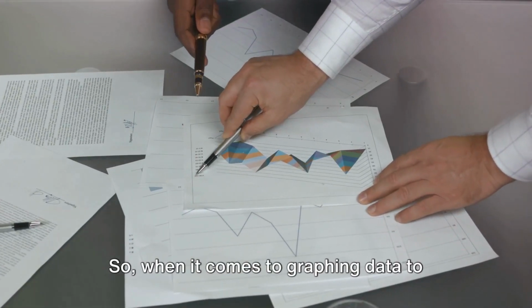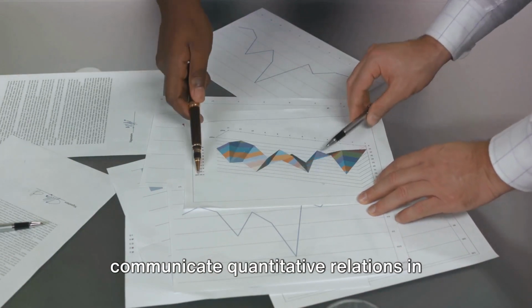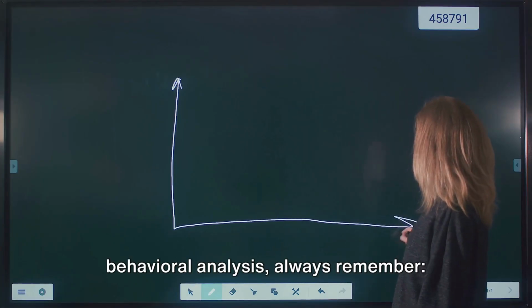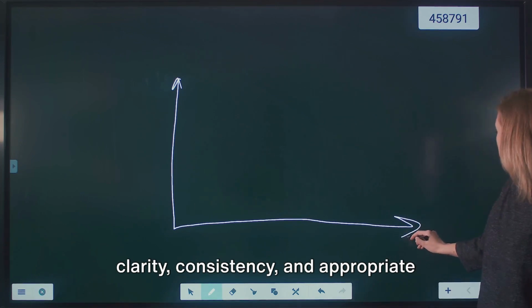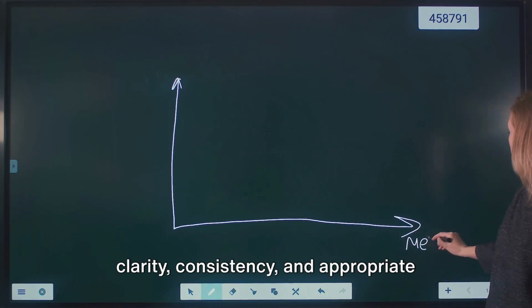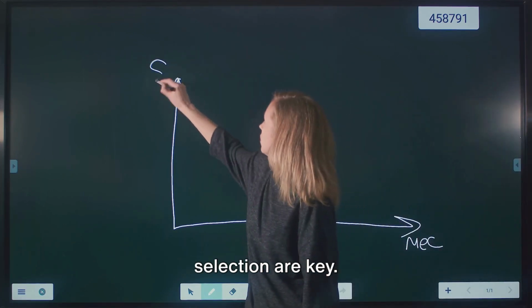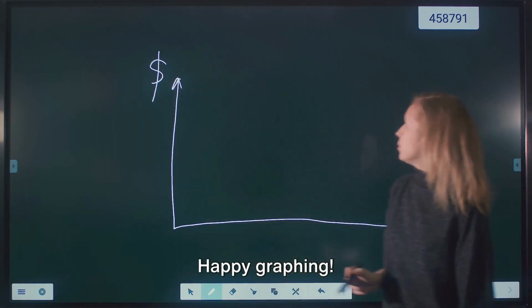So, when it comes to graphing data to communicate quantitative relations in behavioral analysis, always remember, clarity, consistency, and appropriate selection are key. Happy graphing!